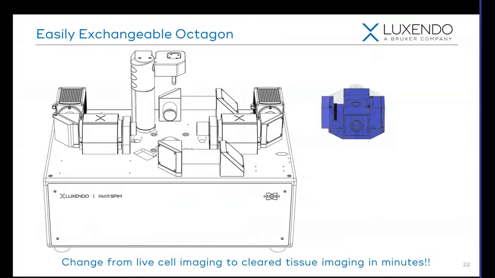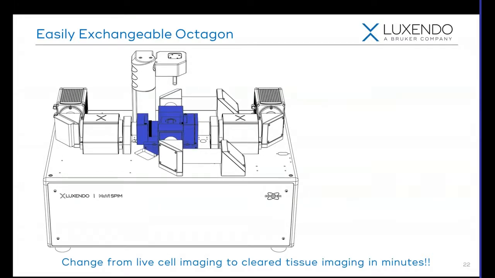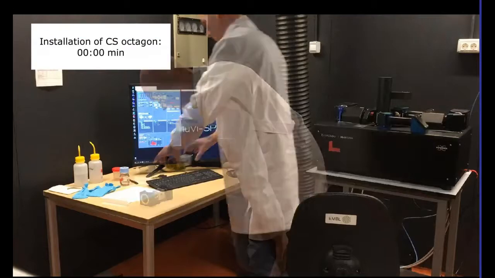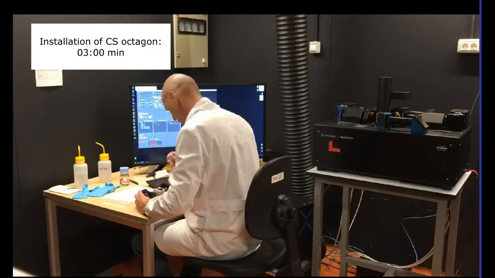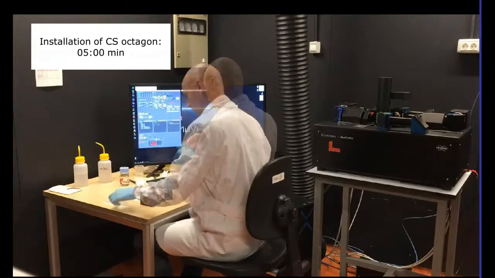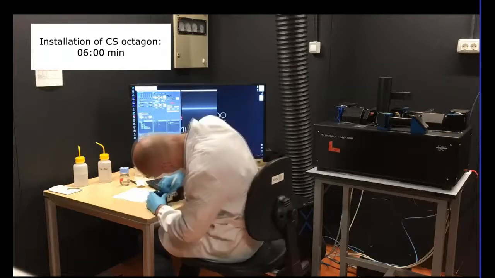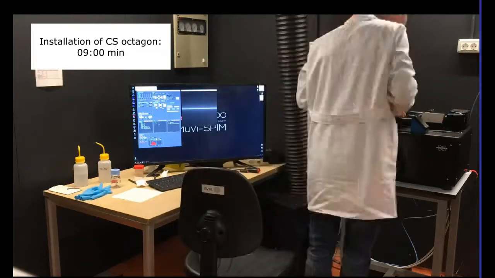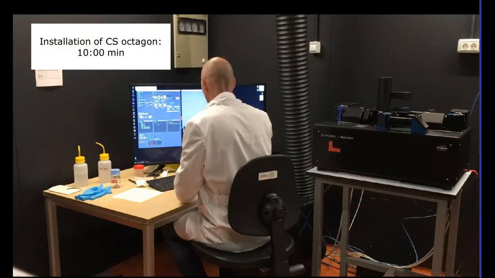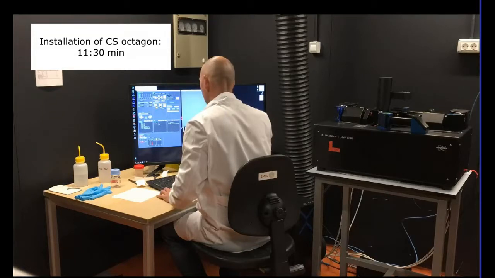And the nice thing about this is, since the MuVi was originally designed for live cell imaging, we can change octagons to go between live cell imaging and cleared tissue imaging in a matter of minutes. And to highlight this, I'm showing my shiny-headed colleague here, Jürgen, who's going through and changing the octagon from a live cell imaging set of lenses to a cleared tissue imaging set of lenses. From starting this, changing the lenses, aligning them, and getting the beams co-aligned, it takes him a little bit more than 10 minutes. So it's pretty easy to exchange these different lenses.